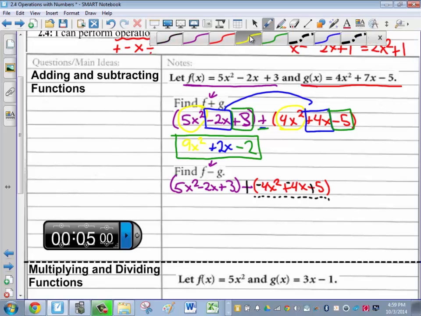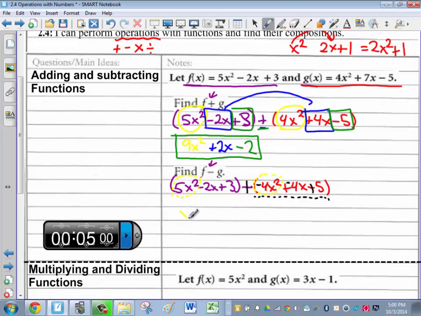Let's start with the x squared terms. Here I got this 5x squared term right there, and this negative 4x squared, and I am adding them. 5 plus negative 4, that's just x squared. Okay, now let's do the x terms.